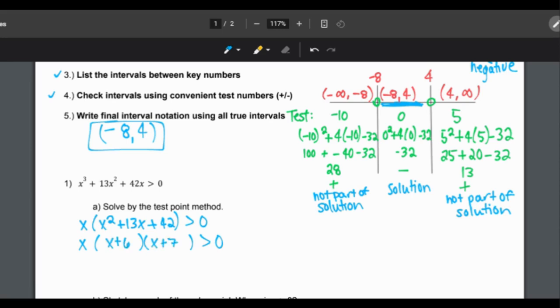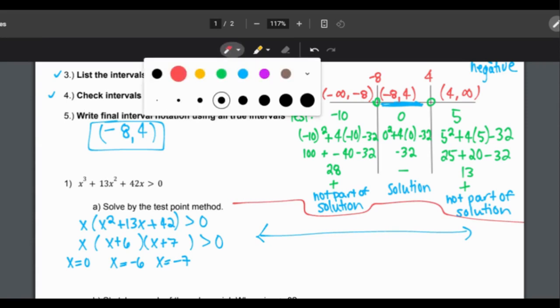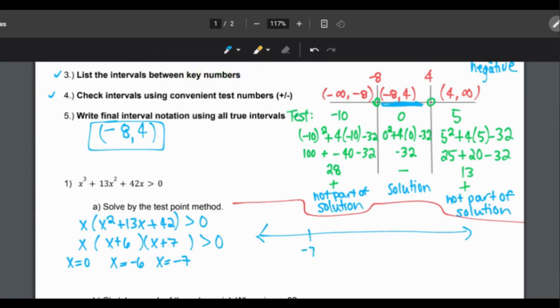And notice that you have a cubic function, so you have 3 solutions. So those are going to be my 3 key points that I'm going to put on a number line. And I'm going to put those in order. So -7 is the smallest, then -6, and then 0 is the biggest. All right, so I need to come up with values that are between each of those little 4 sections, right? So numbers that are between -infinity and -7, some number between -7 and -6, some number between -6 and 0, and some number between 0 and infinity.